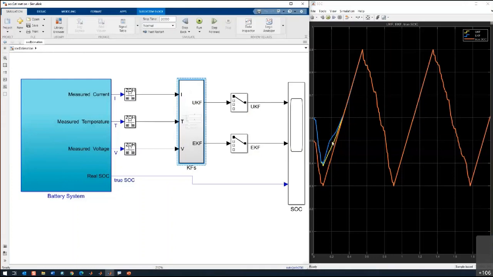Both of them react dynamically a little differently, but more or less reach convergence at the same time. The unscented Kalman filter is more computationally expensive than the extended Kalman filter, so I recommend you use the extended one, unless you really have to. There are actually a couple of questions. Give me 1 second.